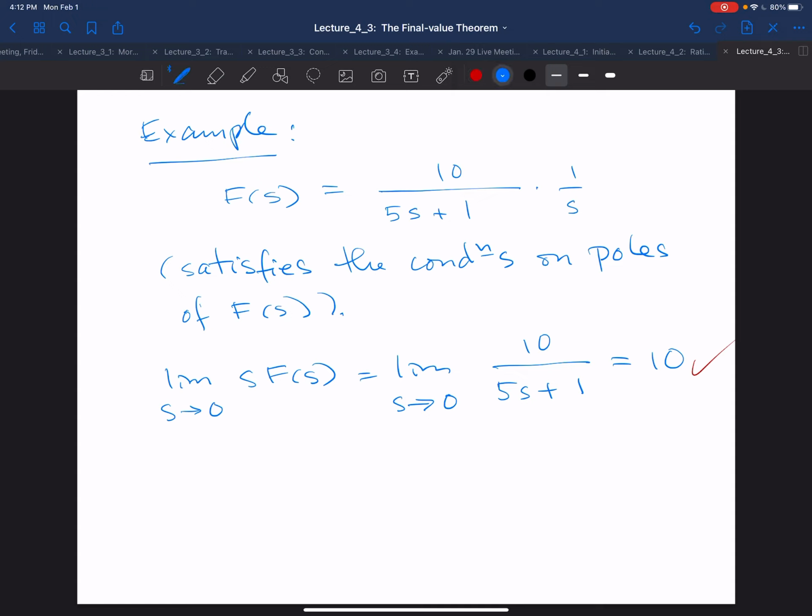Without going through the whole inversion of the transform, you can see that this will be the case. Well, let's just check that. Make sure I haven't made a mistake.